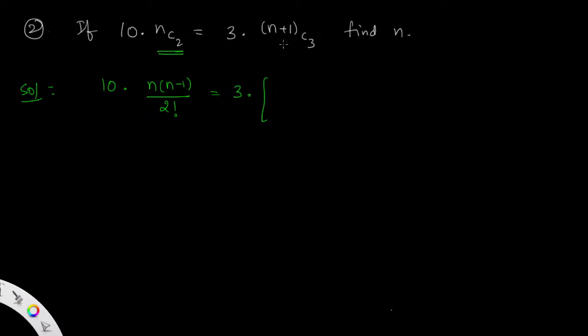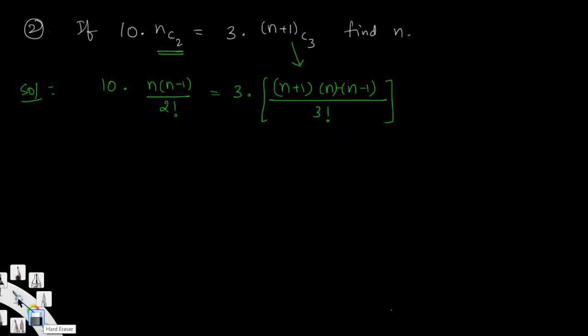(n plus 1)C3 is nothing but starting with n plus 1, writing up to 3 terms, decreasing. The formula is the product of the natural numbers decreasing from n. Here n plus 1 is there, and the decreasing terms are n, then n minus 1, divided by 3 factorial. This is the value for (n plus 1)C3: n plus 1, n, and n minus 1, divided by 3 factorial.